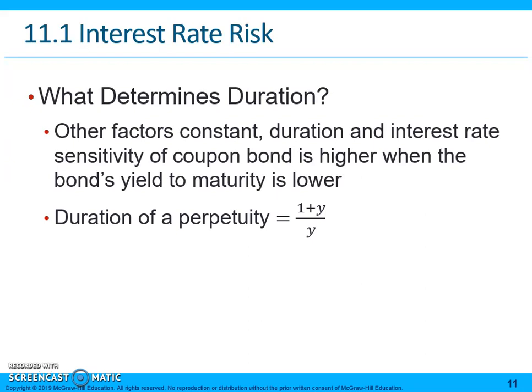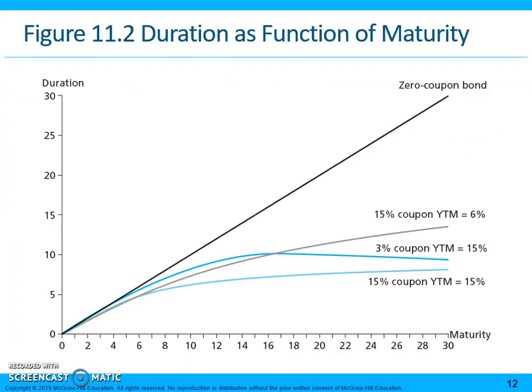Duration of a perpetuity. This is important. You'll need this for your homework. The duration of a perpetuity is just 1 plus the yield divided by the yield. So simple calculation. We'll use perpetuities for our immunization strategies in the homework and on the exam.